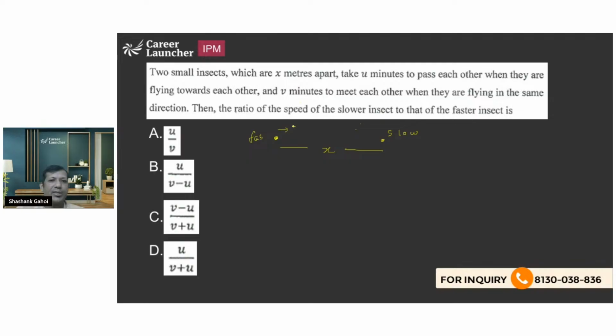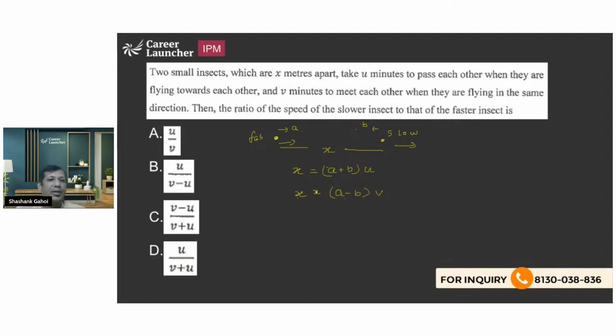स्पीड ऑफ दिस वन इज ए, स्पीड ऑफ दिस वन इज बी. अगर दोनों अपोजिट डायरेक्शन में, सो रिलेटिव स्पीड बिकम्स ए प्लस बी, डिस्टेंस इज एक्स, स्पीड इज ए प्लस बी, एंड टाइम इज यू. ठीक है. If this is going like this is still going like this, then distance covered is x and the relative speed is going to be a minus b because direction is same. So distance is equal to speed into time.